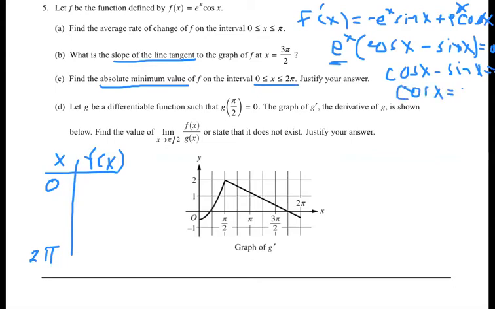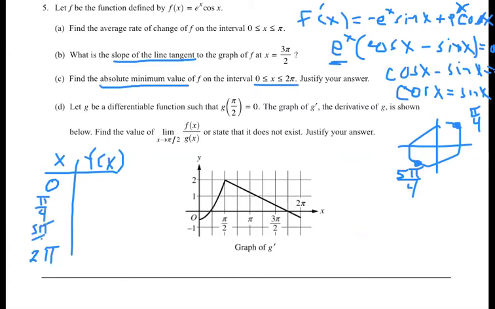If I think about the unit circle, that's going to be true at 45 degrees and down here at 225 degrees. At 45 degrees, that's pi over 4. And down here at 225, that is 5 pi over 4, if you change to radians. So there are our critical numbers. We're going to put pi over 4 in here, and 5 pi over 4 down here. So those are the numbers I've got to plug into my original function up here.